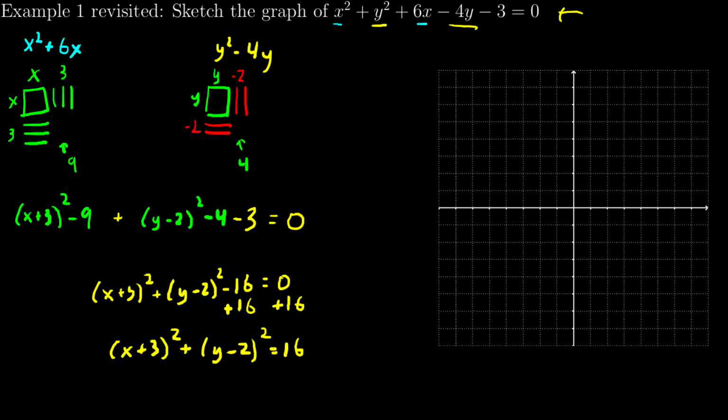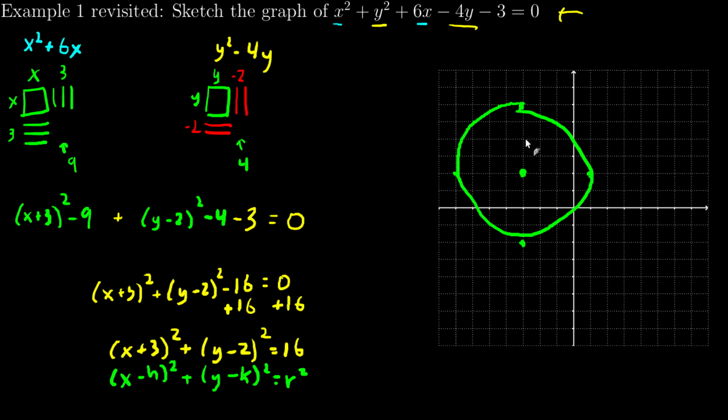This is standard form of a circle. If you don't know what that is yet, there's a video that will be one before this in the playlist, but that would be x minus h squared plus y minus k squared equals r squared. Notice the minuses means I'll switch the sign. So the center of my circle is at negative 3, 2. The radius is the square root of 16, so the radius will be 4, so I will go up 4, left 4, down 4, right 4, and from that I can draw my circle, and I get this.